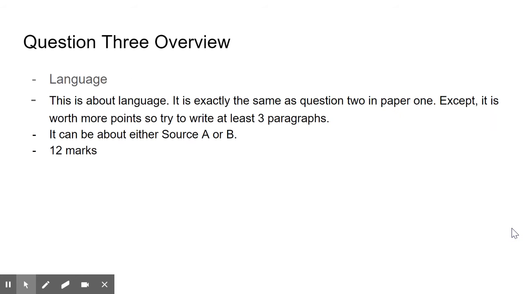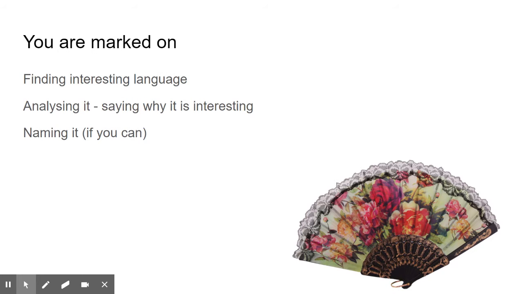I'm going now. So, question 3 overview. As you know, it's about language. It's exactly the same as question 2 in paper 1, except it's worth more points. So you need to try and write at least 3 paragraphs. It can be about source A or source B, so watch out. And it's worth 12 marks.